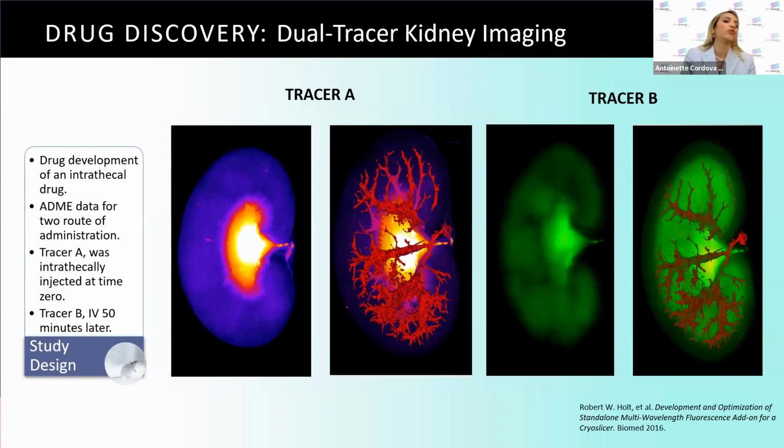Another highlight in drug discovery is this study with the dual tracer kidney imaging. In this experiment, the researchers were looking at the drug development of an intrathecal drug. They were evaluating 2 different routes of administration: Tracer A, which was intrathecally injected at time 0, and Tracer B, which was given 15 minutes later. As you can see from the images, they were able to highlight the differences between the intrathecally injected drug and the one given via IV.